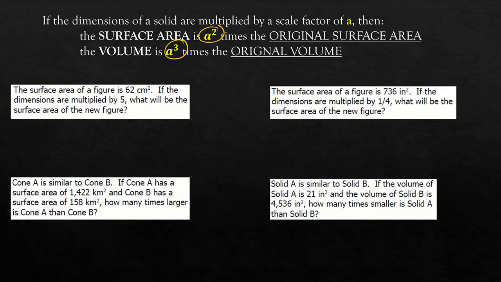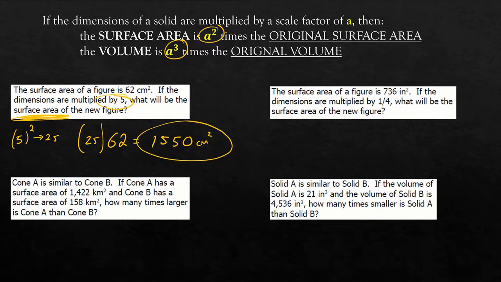So let's try some of these problems. It says the surface area of a figure is 62. So we're going to keep that for now. That's the original one, right? It says if the dimensions are multiplied by 5, what is the new surface area? The surface area is important because that's telling us we are going to square that scale factor, right? So my scale factor is 5. When we square it, it becomes 25. And so to get my new surface area, we're simply going to multiply 25 times 62, and that gives us a new surface area of 1515 centimeters squared.